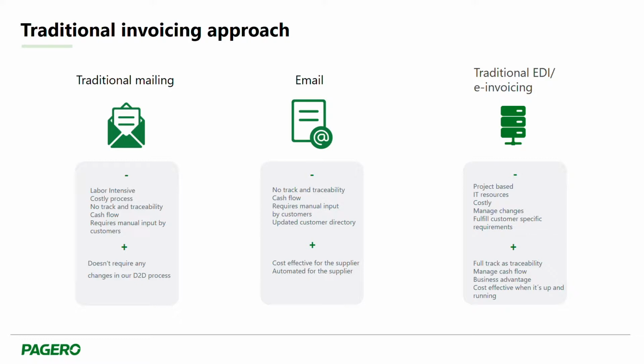And the second option is the PDF attached to an email version. Very common here in North America, very common in Europe, as well as in Asia Pacific. This is a better process for the suppliers for sure. It's more cost effective for the suppliers, and it's also fairly automated if you have that capability in your ERP today, so that you can send a PDF attached to an email directly from your financial system. But still, we don't have any track and traceability.